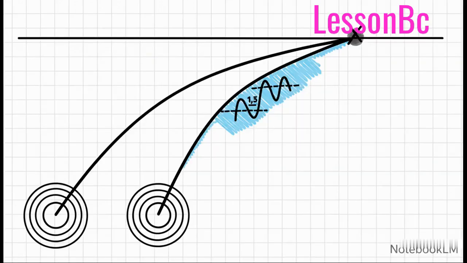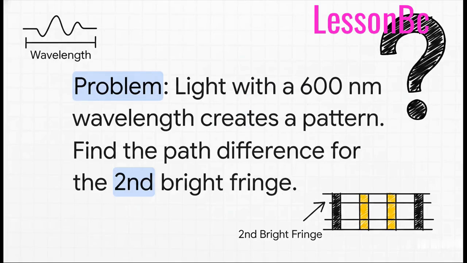Okay, and what about the dark spots? Well, for those, the path difference needs to be an odd multiple of half a wavelength. That little half wavelength difference is what guarantees they arrive perfectly out of step. So the crest of one wave lands right on top of the trough of the other. And poof, they cancel out. Let's make this real with a super quick example.